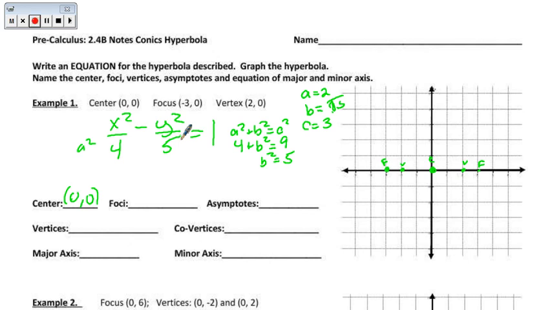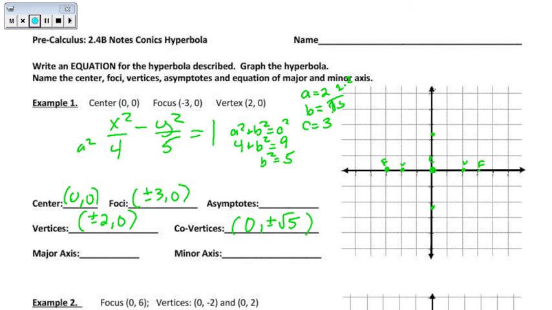Our foci are sitting at, let's see, plus or minus 3, 0. I'll work on the asymptote in a little bit. Our vertices are at plus or minus 2, 0. And root 5 is about 2.2, so I'm just going to guesstimate that. 1, 2, and just a little bit more. All right, so our co-vertices are at 0, plus or minus root 5. Remember, guys, no decimals, so we're looking for exact answers here.